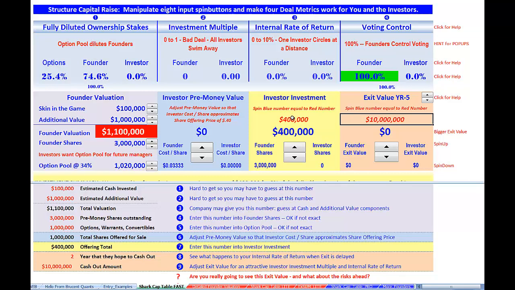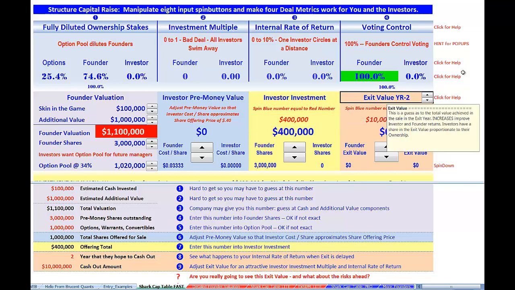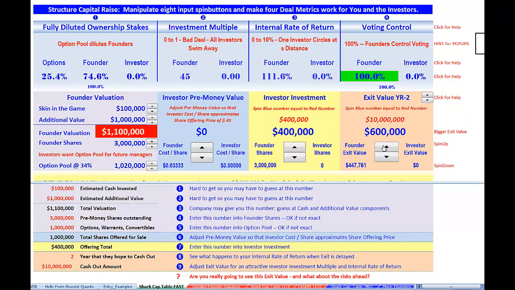And there we go, because they're asking for $400,000, which is the offering total, and of course we're reflecting that up here. They think they're going to cash out for $10 million in year 2, so let's put in year 2, and let's dial up $10 million over here. So we're spin, spin, spin, and we're almost there. Here comes $10 million, voila.